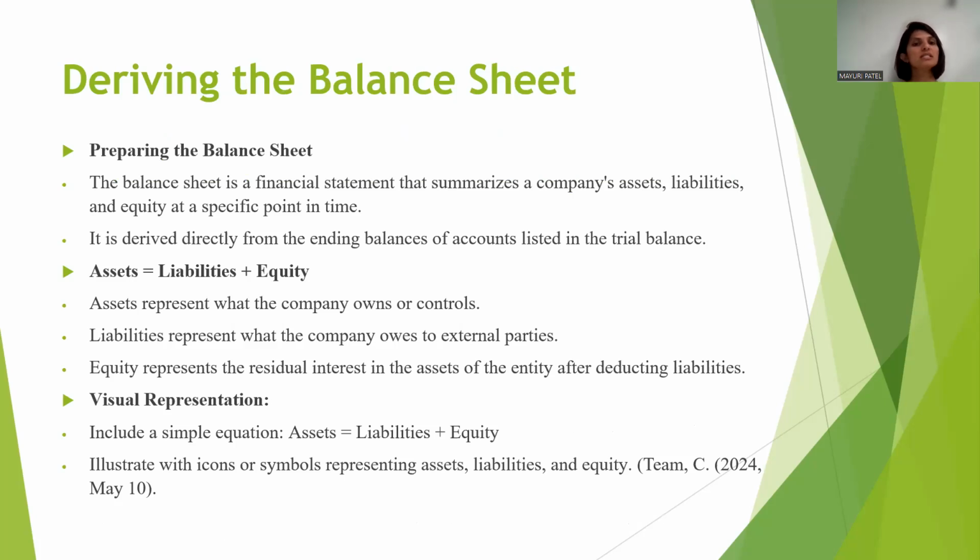Balance sheet. Prepare the balance sheet. A balance sheet is a financial statement that summarizes a company's assets, liabilities, and equity at a specific point in time. It is prepared directly from the ending balances of accounts listed in the trial balance. Assets are equal to liabilities plus equity. Assets represent what the company owns or controls. Liabilities represent what the company owes to external parties. Equity represents the residual interest in the assets of the entity after deducting liabilities. Visual representation includes a simple equation: assets is equal to liabilities plus equity.